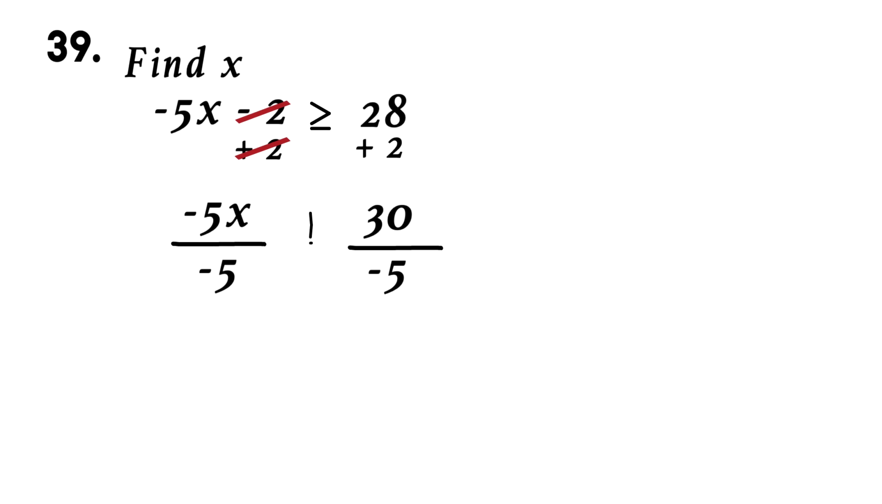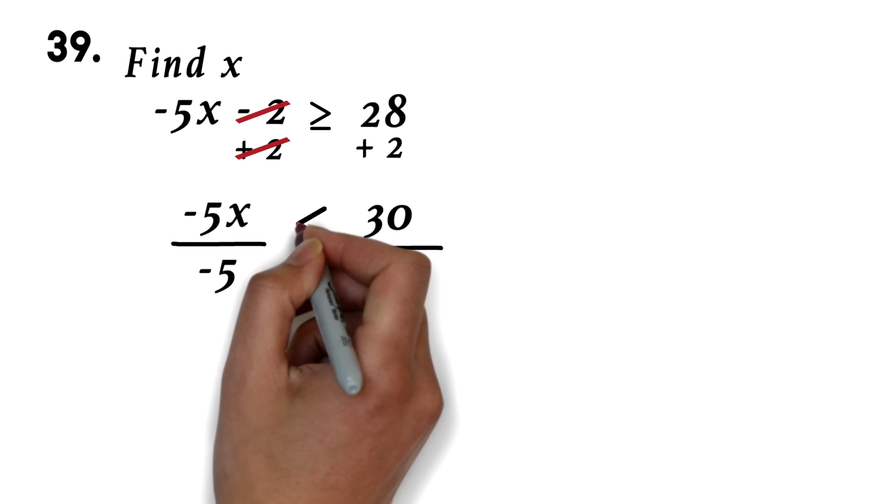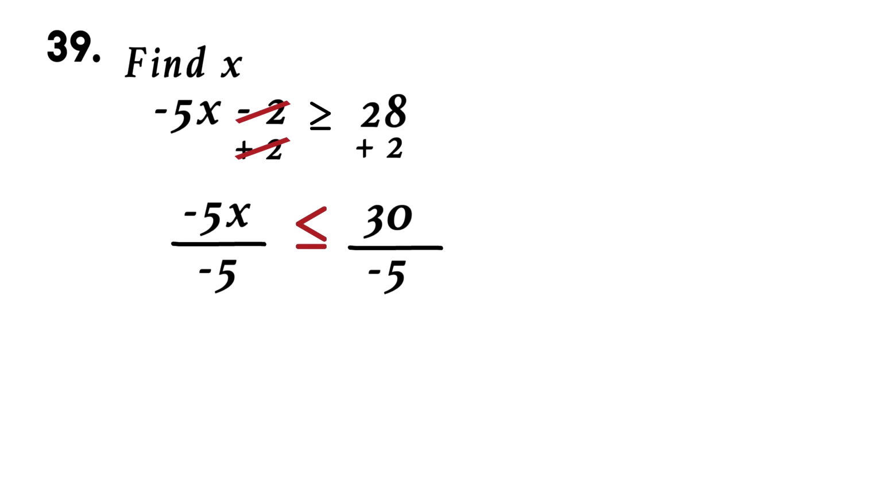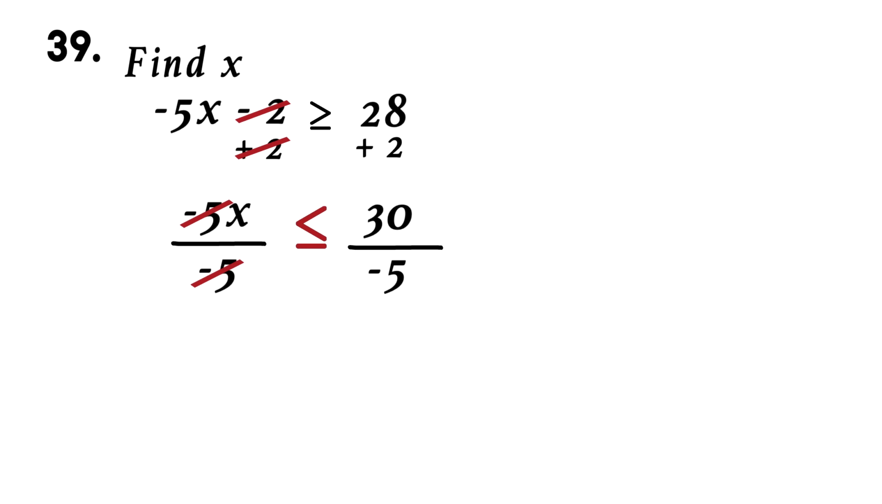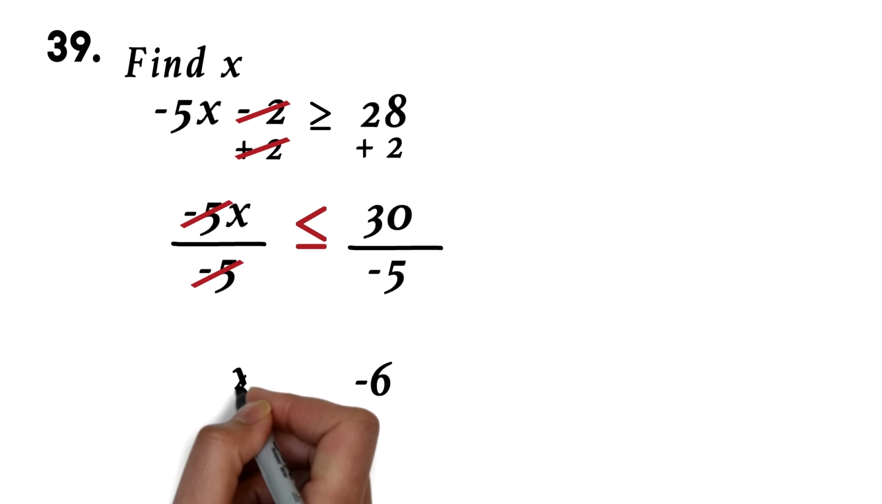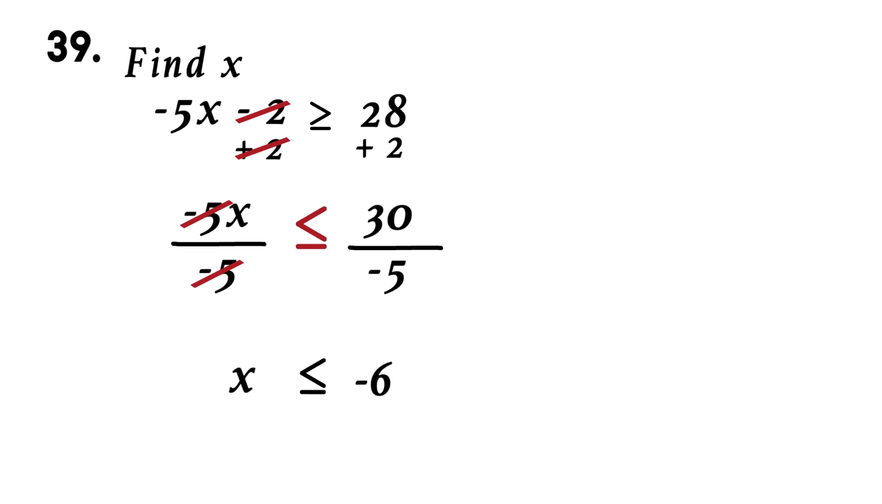When you divide by a negative number, the inequality changes. Please take note of that. So this becomes less than or equal to. The negative 5 can cancel out. 30 divided by negative 5 is negative 6. Therefore, x is less than or equal to negative 6.